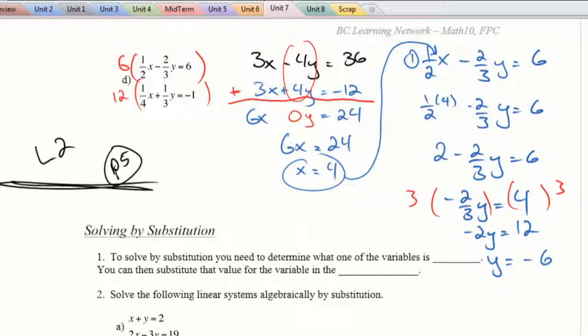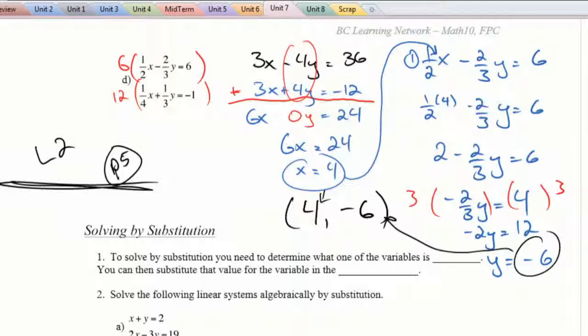So my point is 4, negative 6. 4 is from here. Negative 6 comes from there. So that's my solution. And I could go ahead and check by plugging that point back into both my equations, which is going to be a bit of a pain because I have so many fractions to deal with, but it kind of worked out nicely. It's not absolutely terrible.